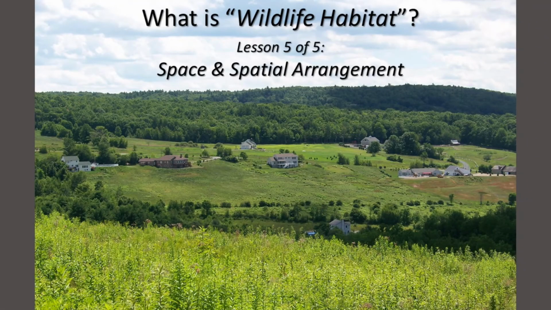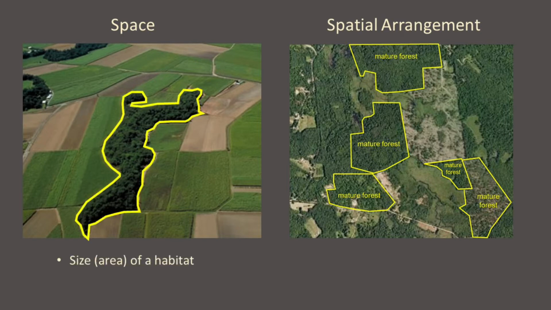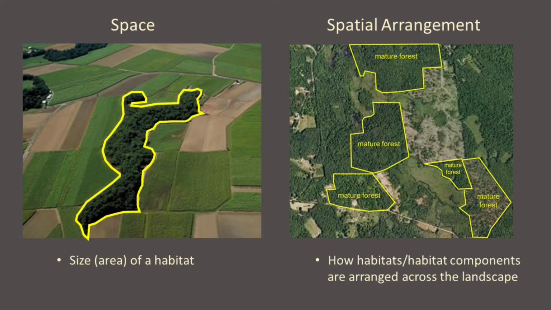What is wildlife habitat? Lesson 5, Space and Spatial Arrangement. The fourth component of wildlife habitat is space and spatial arrangement. Think of space as the size or area of a specific habitat, and spatial arrangement as how different habitats, or how food, cover, and water components of habitat, are arranged across a landscape.